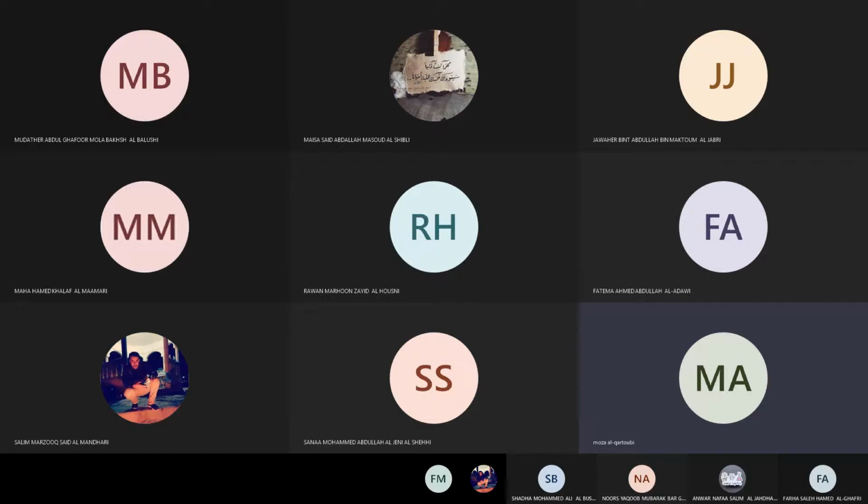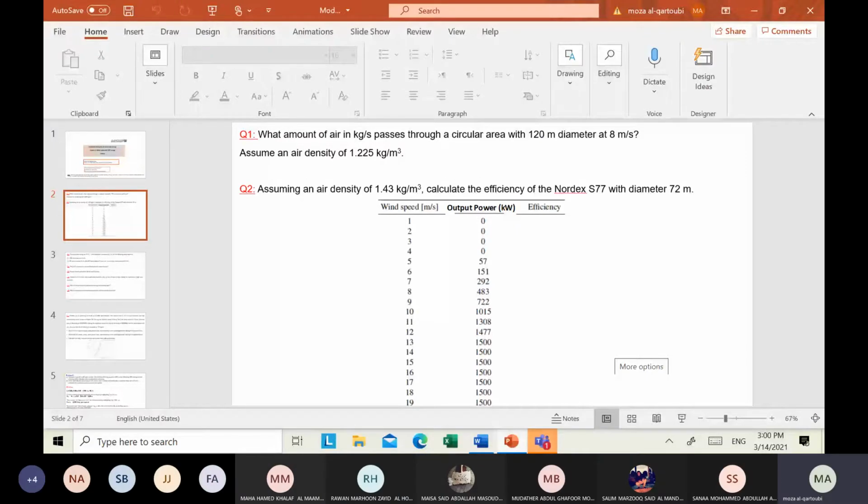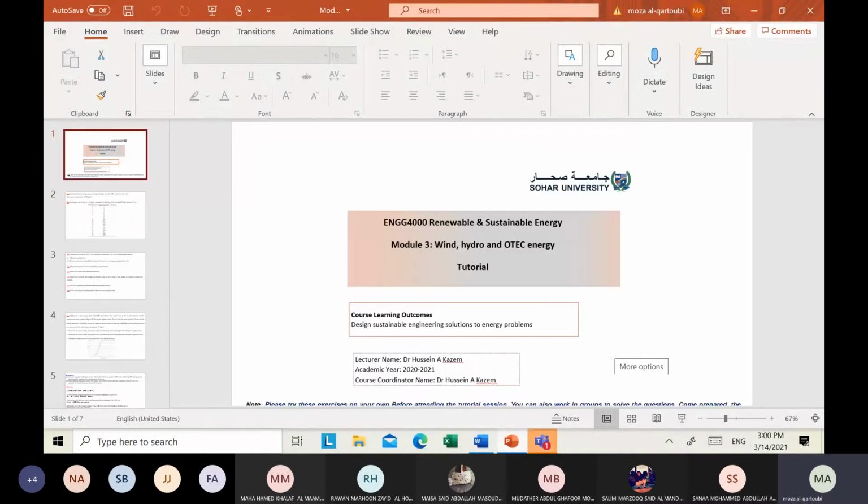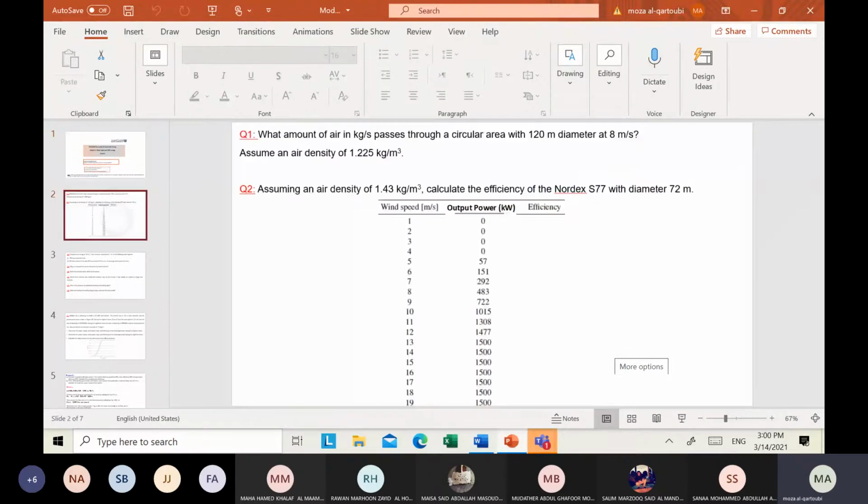These are the two questions for this tutorial, the tutorial for module number 3 about wind, hydro, and ocean energy. We'll solve together question number 1 and question number 2 about wind energy. For question number 1, we are asked to find the amount of air.